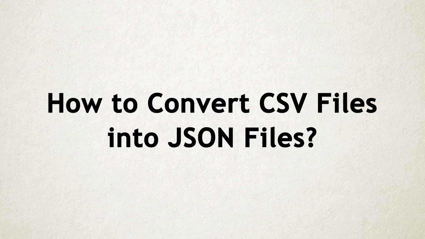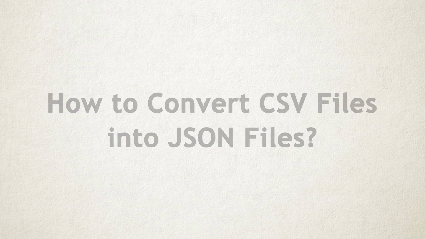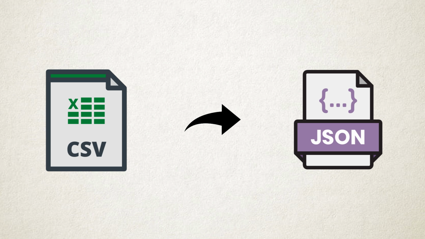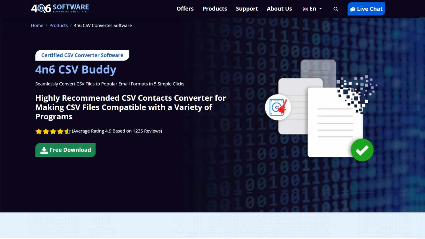How to convert CSV files into JSON files. In this tutorial, we will show you the step-by-step process to convert CSV files into JSON files using Forensic CSV Converter software. To install the Forensic CSV Converter software, download it from the link in the video description.